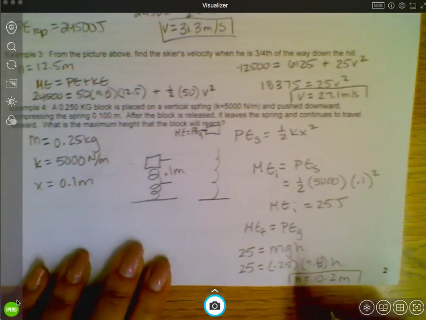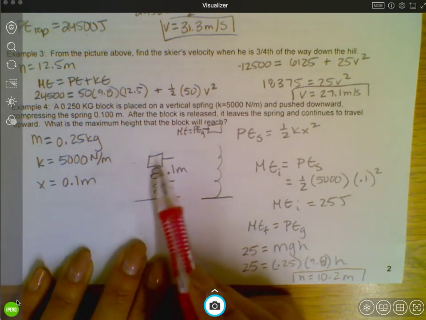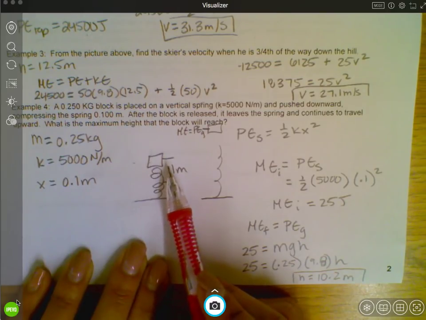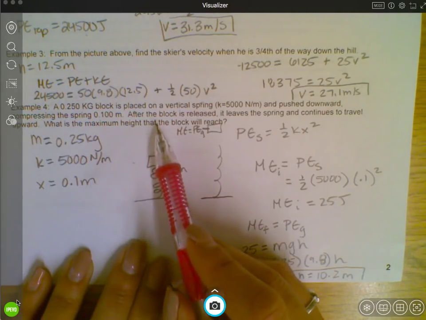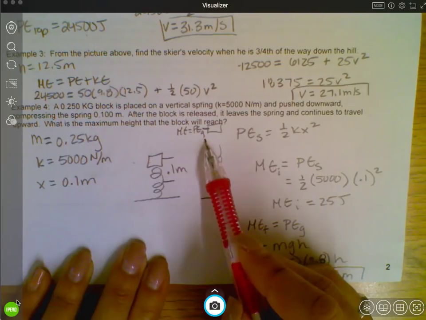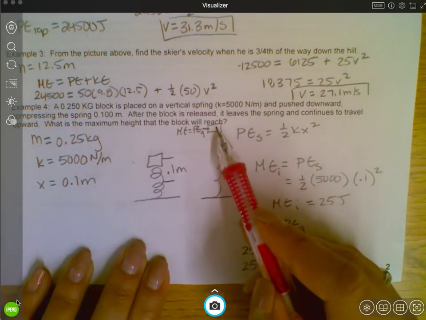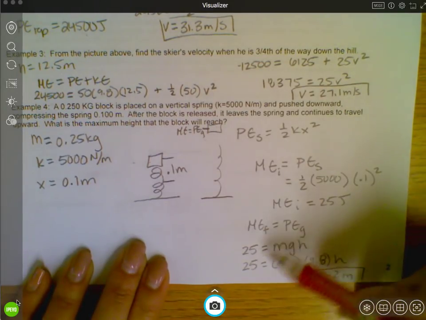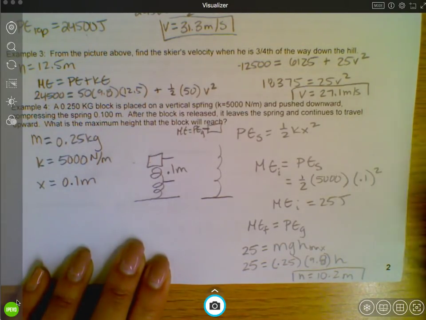So just overall, the energy was stored in the spring. 25 joules of energy was stored in the spring. When this was released, that 25 joules of energy turned into kinetic, which shot the box upward. When it reached its maximum height, that 25 joules is stored as gravitational potential energy. So we said the 25 joules of energy that was stored in the spring is now stored in the box at its maximum height. So 25 is equal to the gravitational potential energy at the maximum height, and that gives it a height of 10.2 meters.